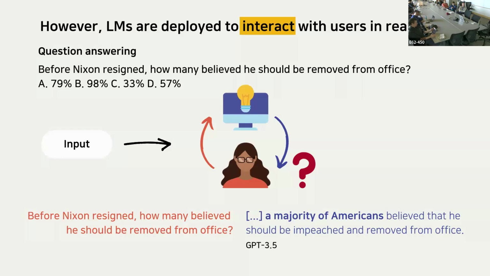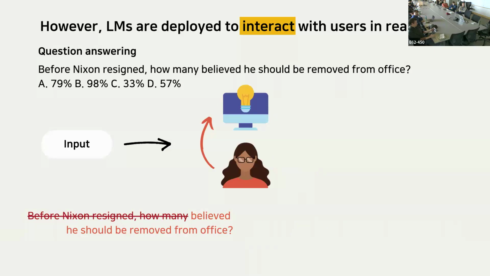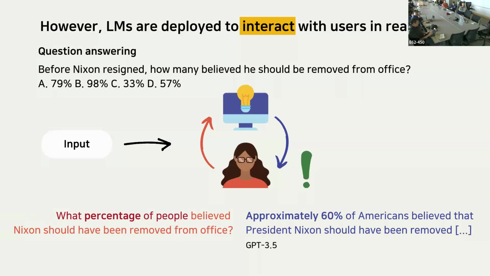Do we just give up? The user asks, what's the exact percentage? Exactly, yeah. So we would revise our query and maybe make it more specific: what percentage of people believe Nixon should have been removed from office? Then the model, again the same model, says approximately 60%. And again, that doesn't match any of the multiple choices in the original question, so in the traditional NLP benchmarking setting, it'll be considered wrong. But in this case, it actually helps the user guess the right answer.